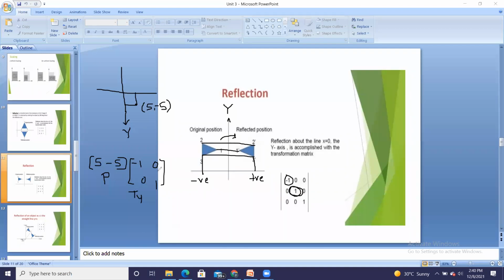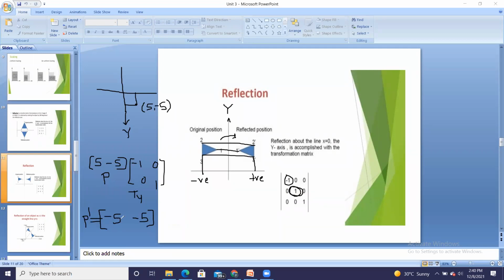And now, perform the multiplication. What is the result you will get? 5 into -1, so it is -5 plus 0. Then this row and second column: 5 into 0 will be 0 plus -5 into 1, that is -5. So I am getting these particular coordinates of the point after reflection. So this is your P dash, the point after reflection.